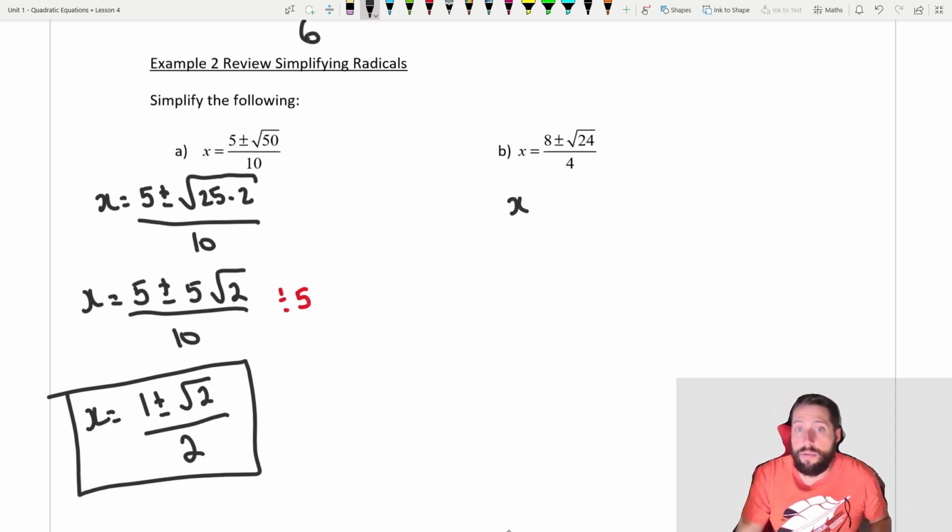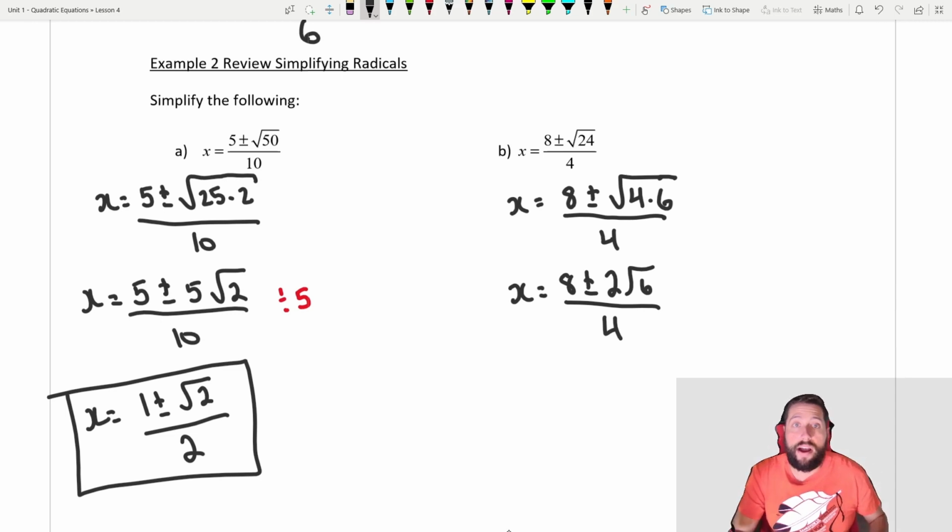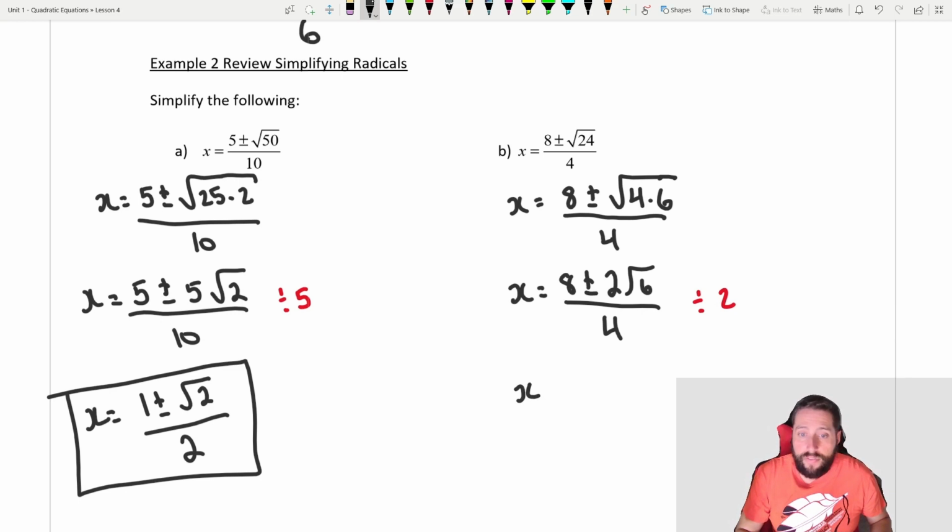So we're going to do the same thing. We're going to split up 24 so that we have something in a square. We have a perfect square. So that's going to be x is equal to 8 plus or minus the root of 4 times 6. Okay. All over 4. The square root of 4 is 2. So we have x is equal to 8 plus or minus 2 roots of 6 all over 4. So now we're going to divide everything by 2 to simplify it. So we have x is equal to 4 plus or minus the root of 6 all over 2.